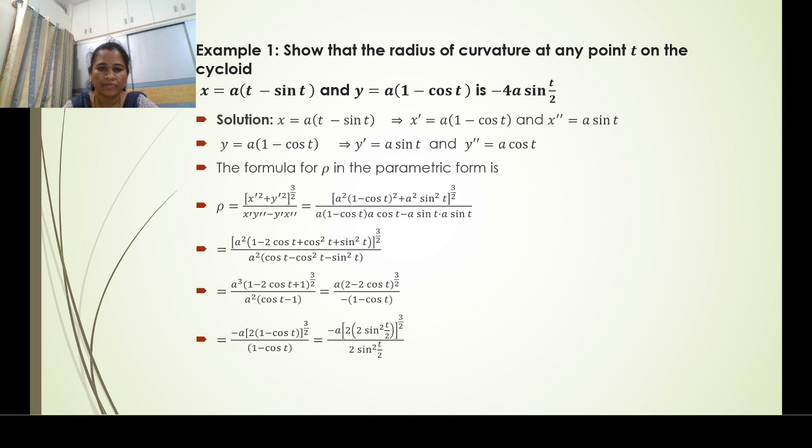Here a cube by a square is there. Simplify, we get a into 1 plus 1 is 2 minus 2 cos t, divided by, taking the negative sign common in the denominator, it will become 1 minus cos t. So numerator and denominator have 1 minus cos t, to the power of 3 by 2. Then minus a into 1 minus cos t, we know the formula, 2 sin square t by 2, to the power of 3 by 2. Again in the denominator the same formula, 1 minus cos t is 2 sin square t by 2.